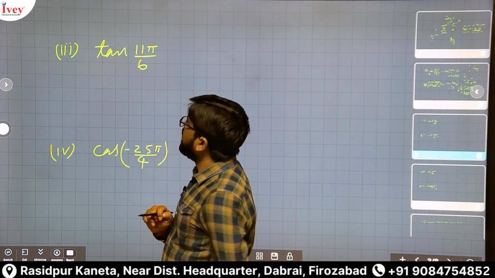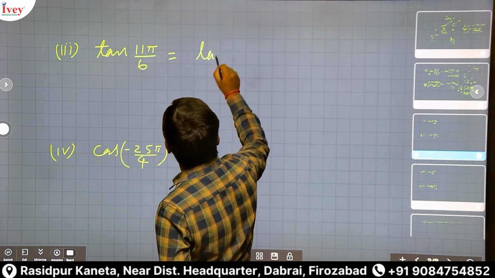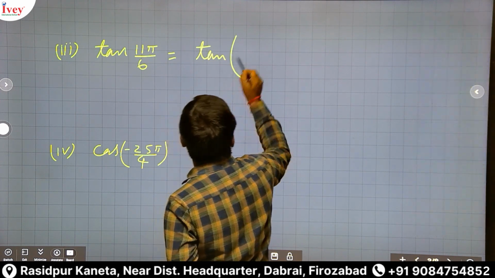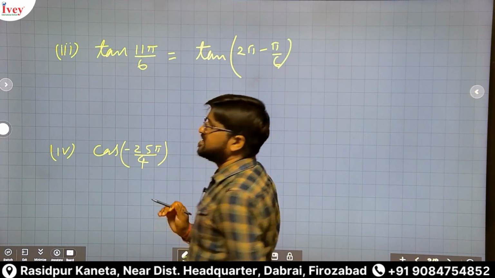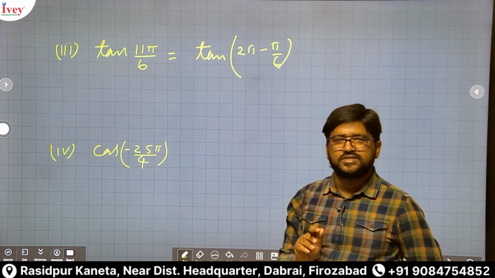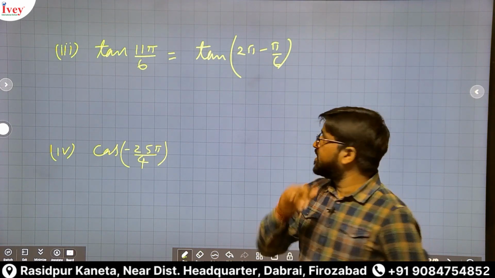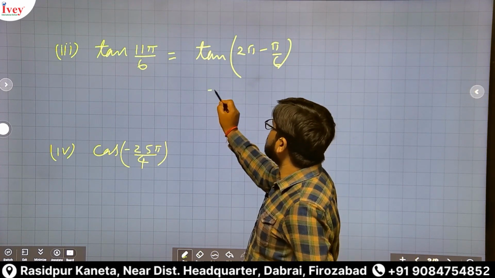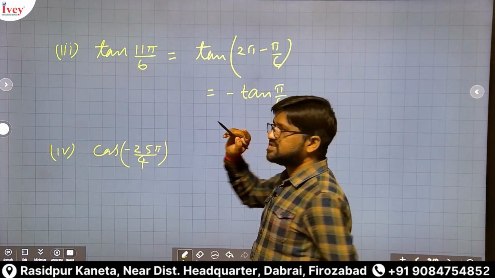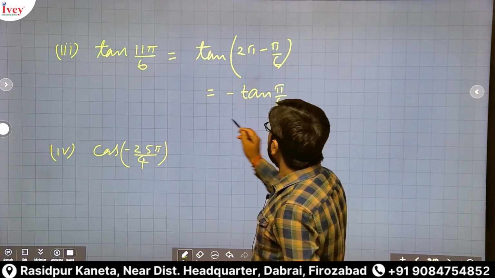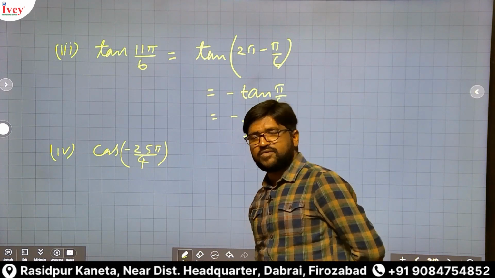So now again we are having 11 pi by 6. So we have to break this into the allied angles. So we can write 2 pi minus pi by 6. Again it is the allied angle of the positive direction of the x-axis, and we are subtracting something, so we will land up in the fourth quadrant. So in the fourth quadrant tan is negative, so it is minus tan pi by 6. Tan pi by 6 means tan 30 degrees. Tan 30 degrees means 1 by root 3. So this is what we have got, the value of tan 11 pi by 6.